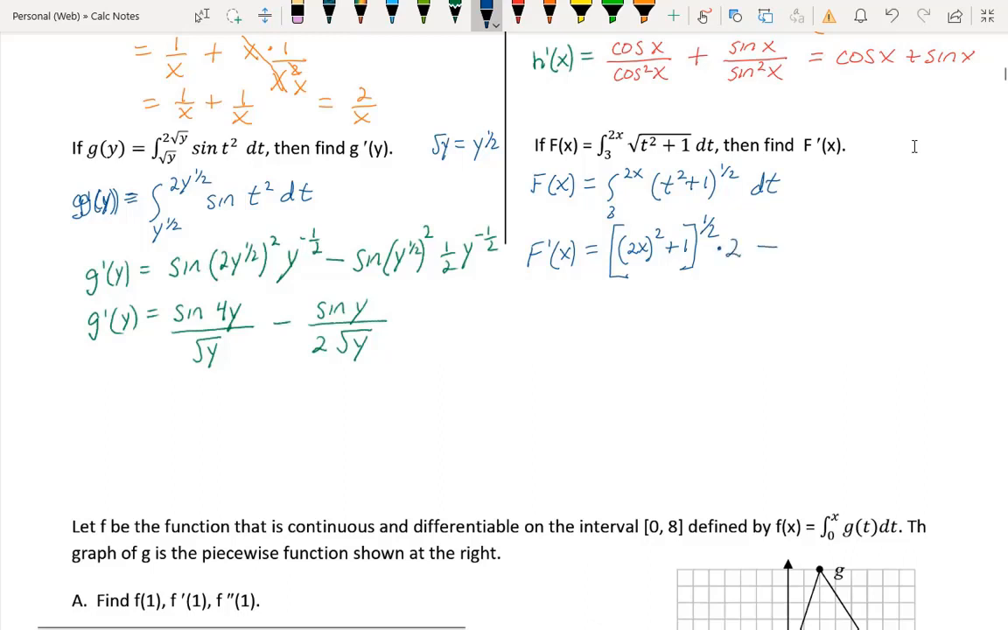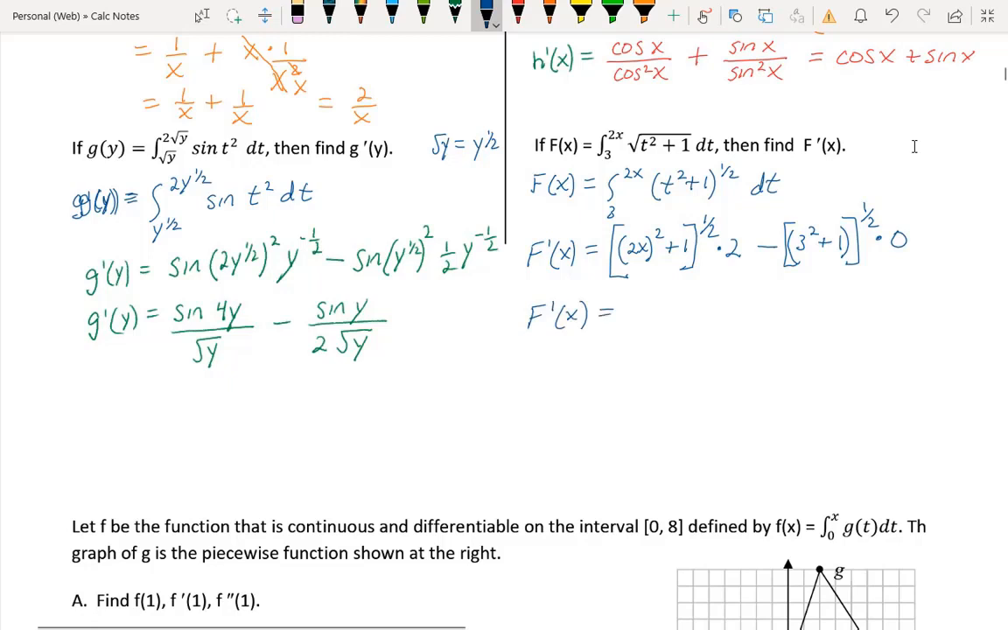Then I'm going to subtract, and I'm going to plug the lower limit in, and the lower limit's 3. So this is going to be subtract (3 squared plus 1). I need parentheses on the outside: (3 squared plus 1) to the 1/2. Now times the derivative of the lower limit, so that's going to be times 0, because the derivative of 3 is 0.